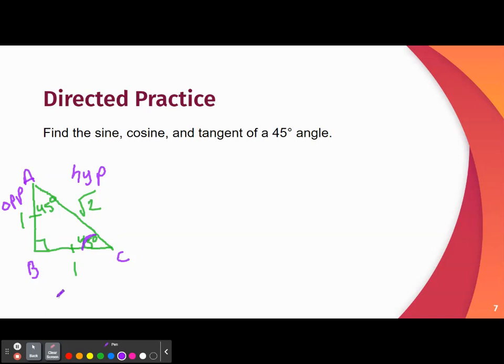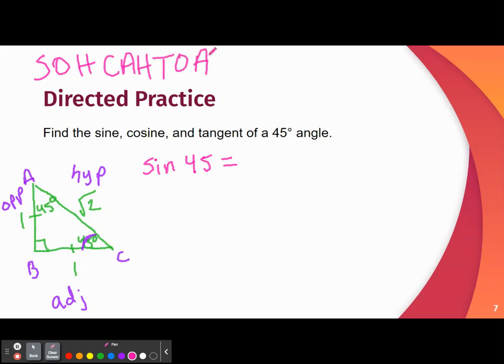Okay, so side BC would be adjacent. All right, so first let's do the sine of 45 degrees. Make sure you put sine of 45. What is the formula for sine again, Aiden? Opposite over hypotenuse. Let me write that up here again. SOHCAHTOA. All right, so opposite over hypotenuse.